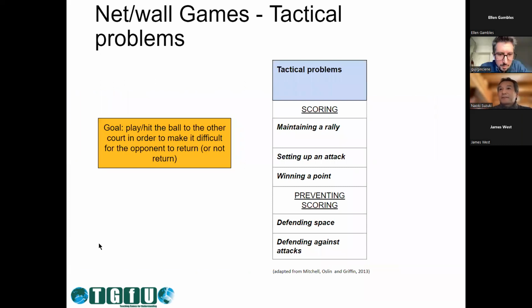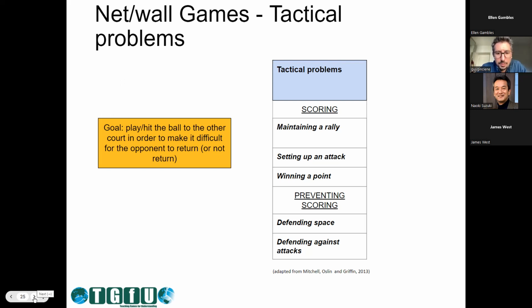Hi, everybody. My name is Gui. I'm from Brazil. I'm going to talk today about tactical problems of net and wall games. So first, I will talk about these tactical problems.